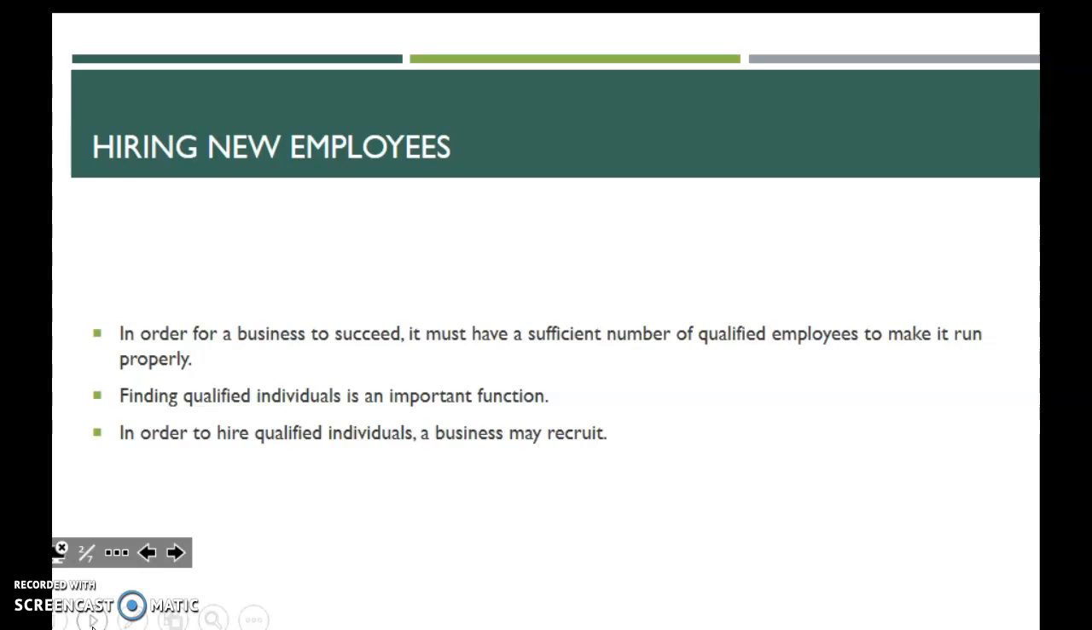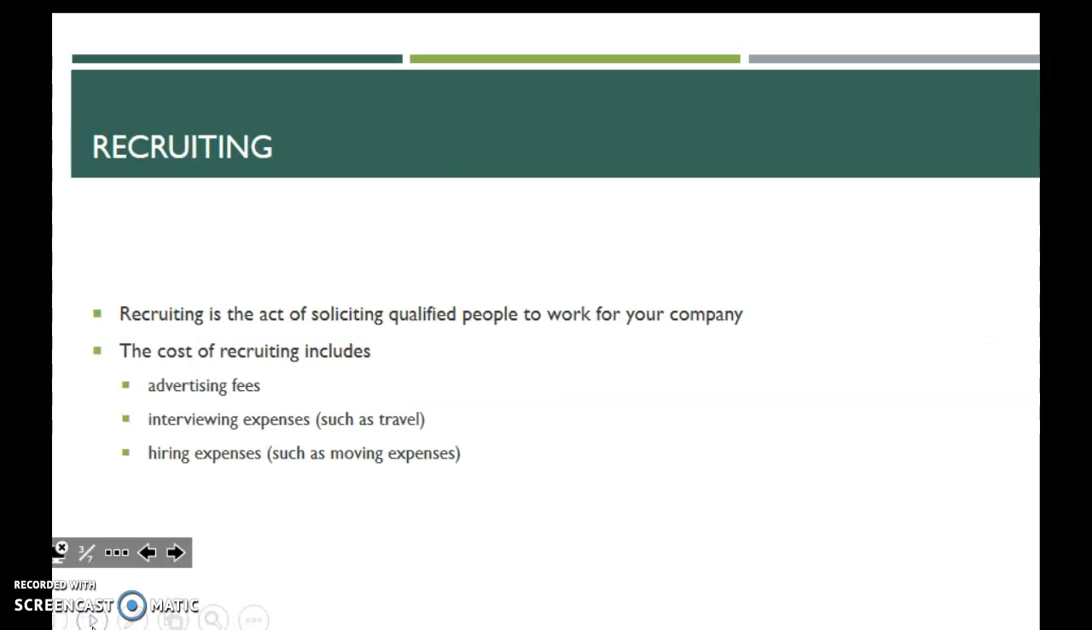In order to gain a competitive edge in today's marketplace, a company needs to hire people who will enhance its mission. To fill openings in your business, you may recruit new employees. Recruiting is the act of soliciting qualified people to work for your company.